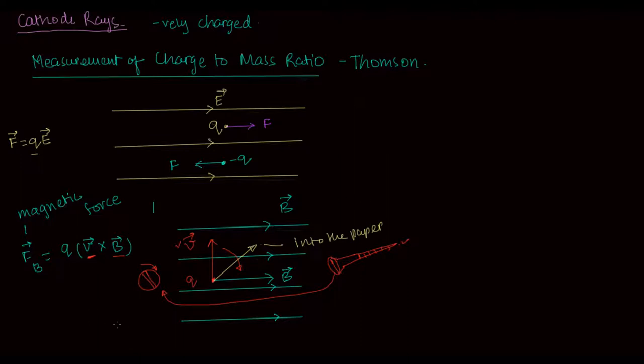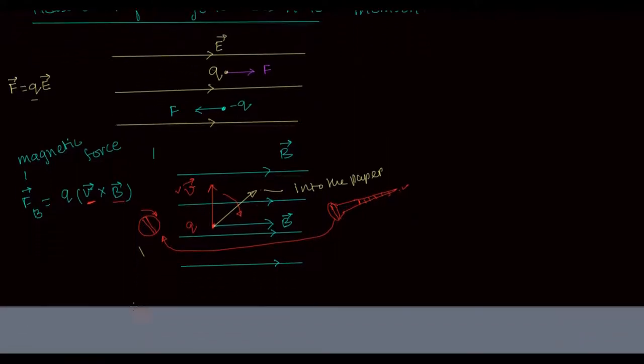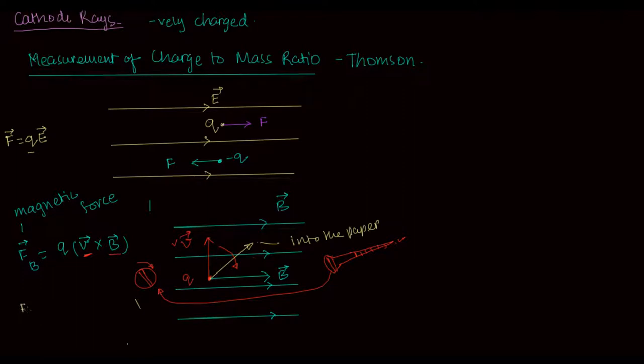Now what is the magnitude? F is defined, magnitude wise, as F_B equals Q times V times B times sine of the smaller angle. What is this angle? This is 90 degrees. So the magnitude is QVB. Understand? The direction is into the plane of the paper, the magnitude is QVB. So this is a scalar multiplied quantity with the field, and this is a cross product with the field. Understand that? You just keep that in your mind. Fine? Because then we'll be able to find out how Thomson was able to find the charge upon mass ratio, right? Okay.